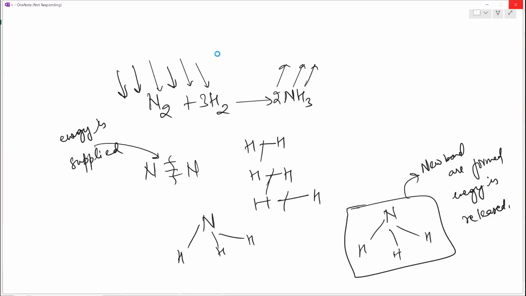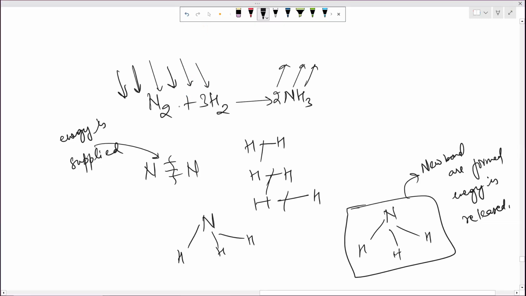Like for example, in a reaction you give 2000 joule energy and the energy released is only 500 joule. So you are at a loss of 1500, meaning you give more energy. So this type of reaction is known as an endothermic reaction.